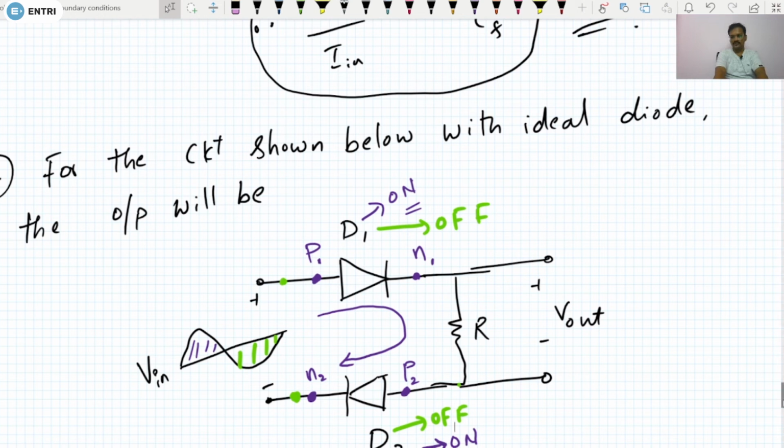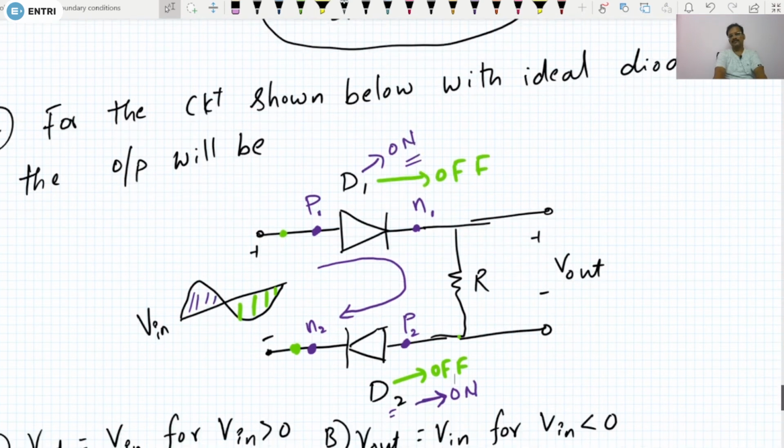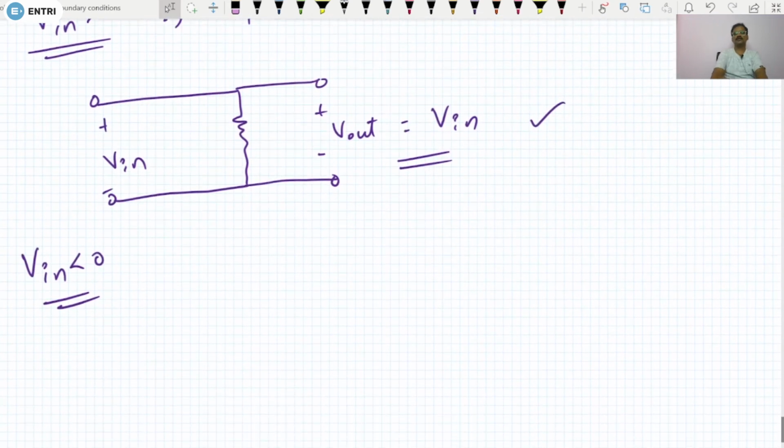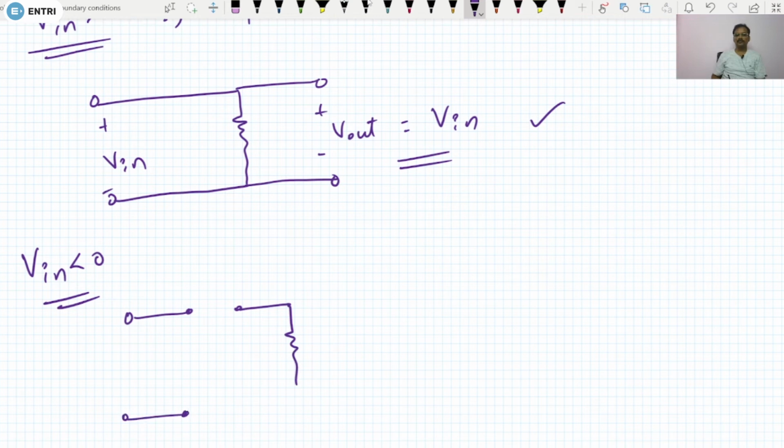So the output will be 0. There will be no current through the resistor. So the output will be at 0 for V in less than 0. For V in less than 0, the circuit will be like this. Here it is open, here you are going to have the resistor, and here this diode is also open. So this is the circuit you are going to have. Since the current through the resistor is equal to 0, the output will be equal to 0 for V in less than 0.